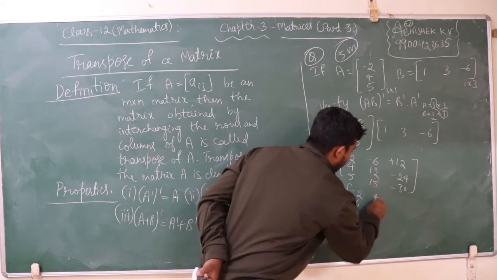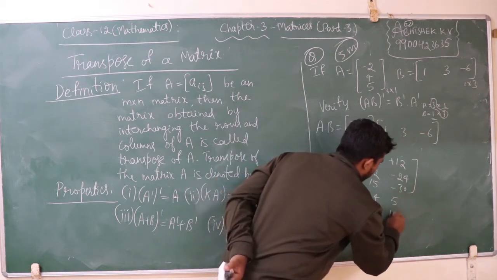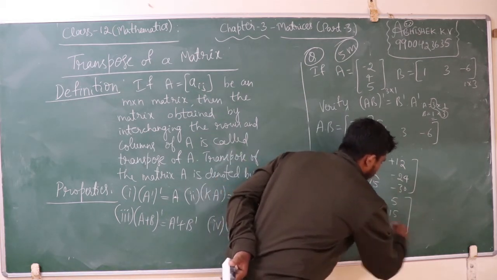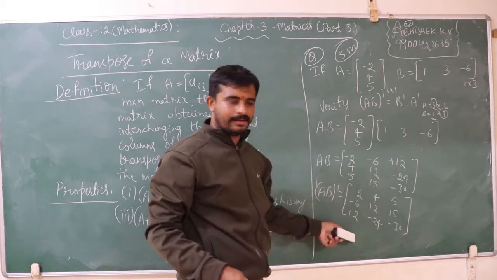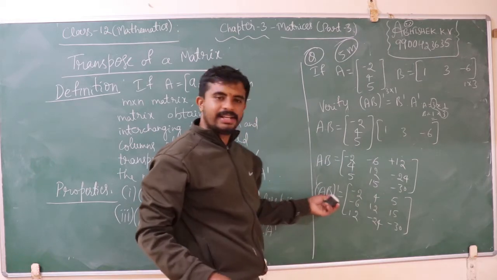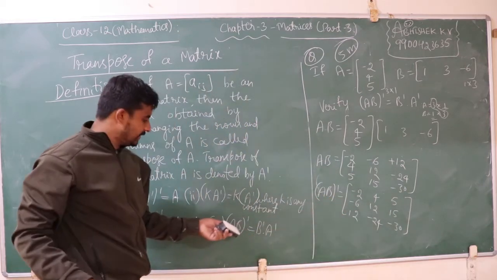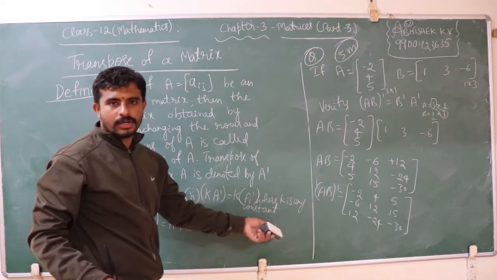This second row becomes second column. And this third row becomes third column. This has order 3 by 3. The obtained matrix is of order 3 by 3. This is what? (AB)' whole prime, that is transpose of AB. This is LHS. Let us check what about RHS.